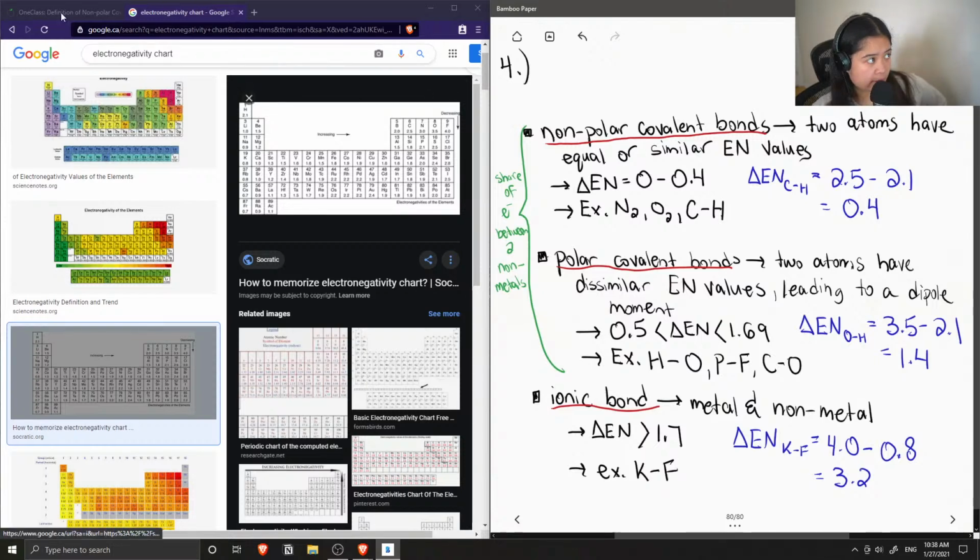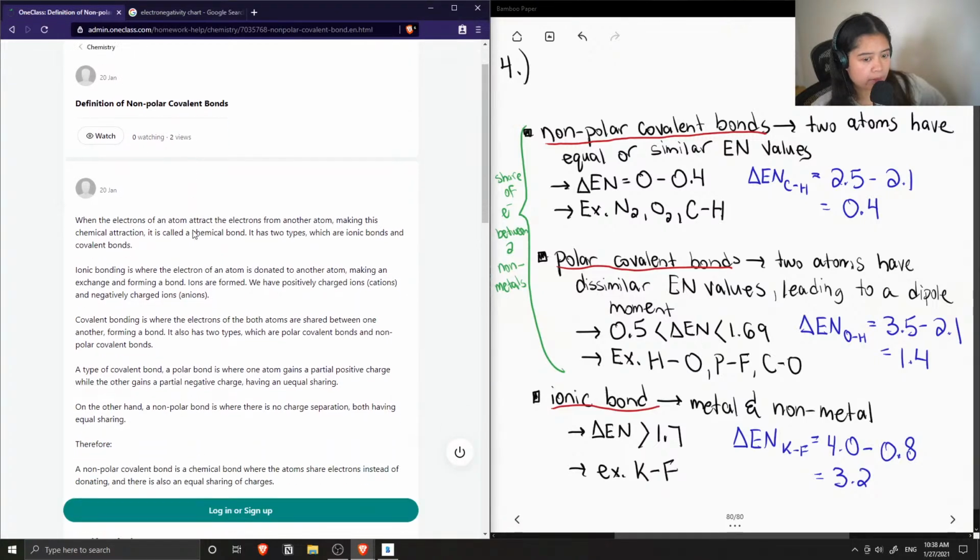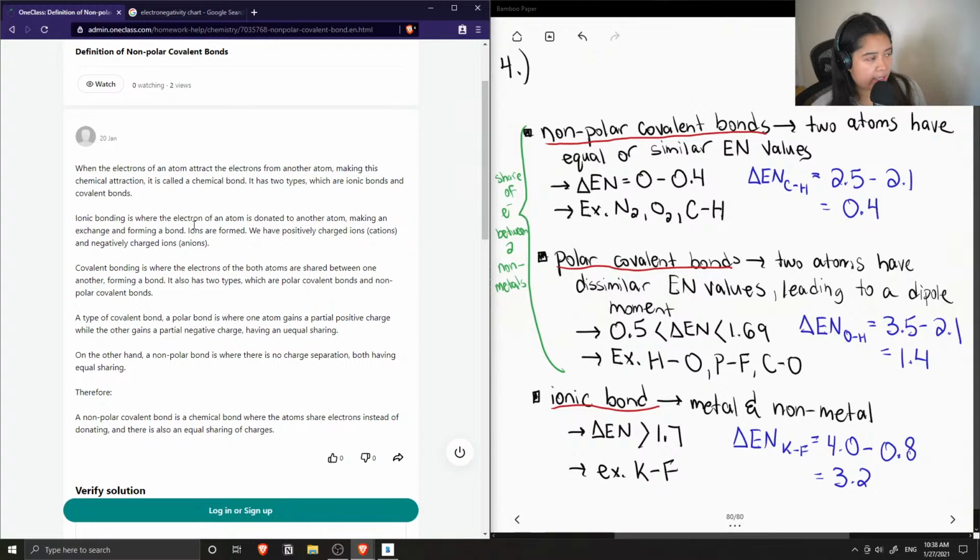Okay, so now let's see what the junior tutor said. When the electrons of an atom attract the electrons of another atom, making this chemical attraction, it is called a chemical bond. It has two types, which are ionic bonds and covalent bonds. Ionic bonding is where the electron of an atom is donated to another atom, making an exchange and forming a bond. Ions are formed. We have positively charged ions, which are cations, and negatively charged ions, which are anions.